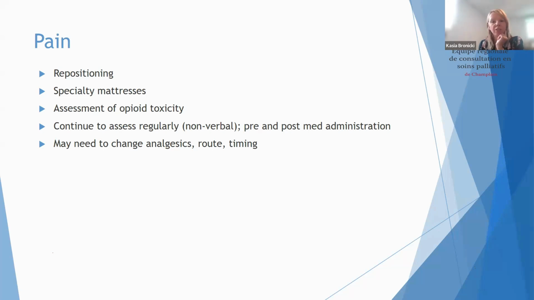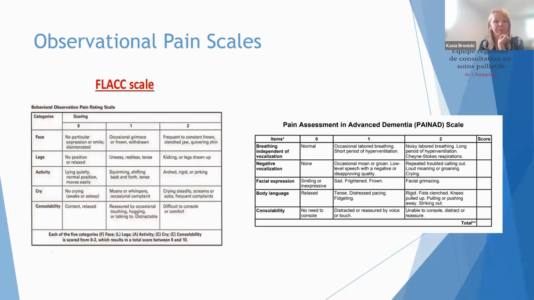And sometimes we need to make changes to pain medications as we go along in the journey. So different pain assessment scales exist, one of them being the FLACC, one of them being the PAINAD for advanced dementia. And sometimes I like to show these to families as well, because they're often there at the bedside a lot more than we may be. It gives them the opportunity to understand what pain might look like when somebody cannot verbalize it, and then to notify staff as necessary.